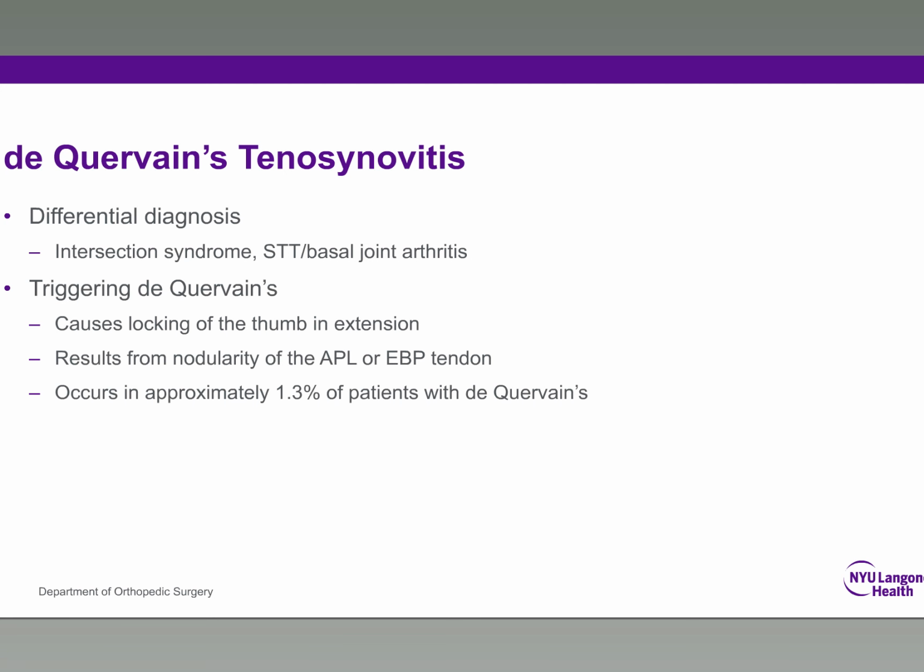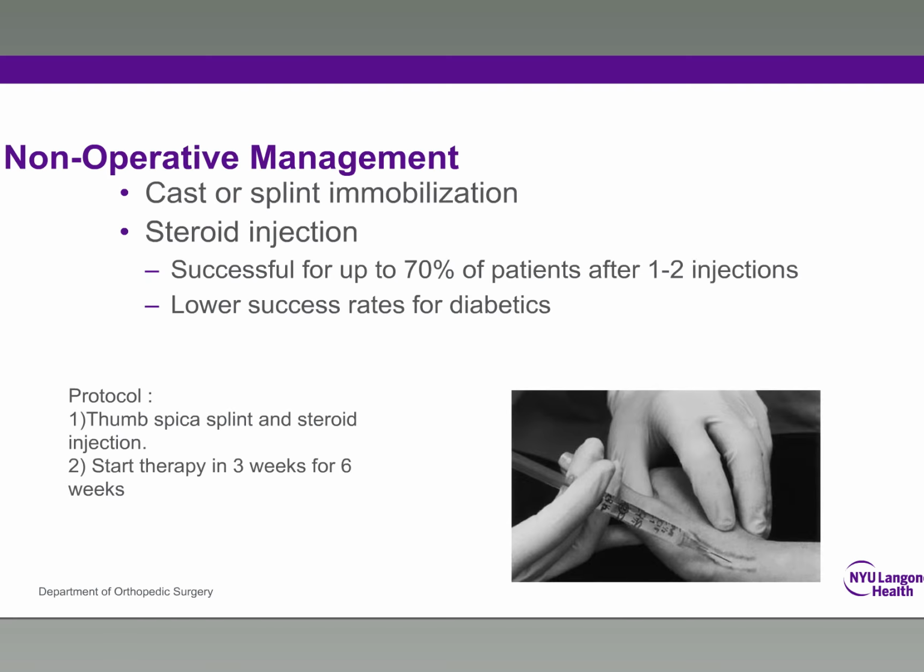The differential diagnosis involves intersection syndrome as well as arthritis of the basal joint or the STT joint, because it can hurt in the same area. There is a rare occurring thing which is called triggering de Quervain's. It happens in about 1% of cases, and when you get significant nodularity of the APL or EPB tendon, you can actually get the locking of the thumb. It can lock in extension. It's very painful and it's kind of impressive. So we just need to be aware of that.